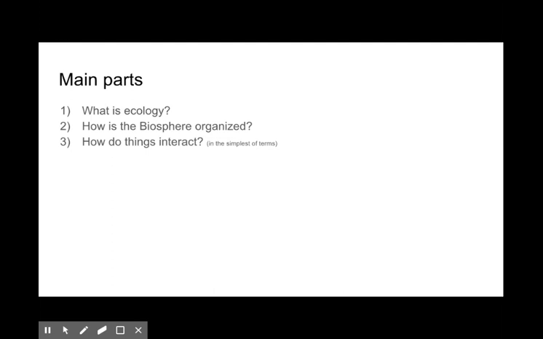We're going to have three main parts. The first is, what is ecology and why do we care about it? The second is, how do we organize that whole biosphere, which is largely where ecology occurs? And then, how do things interact? We're talking about symbiosis in its three different forms.